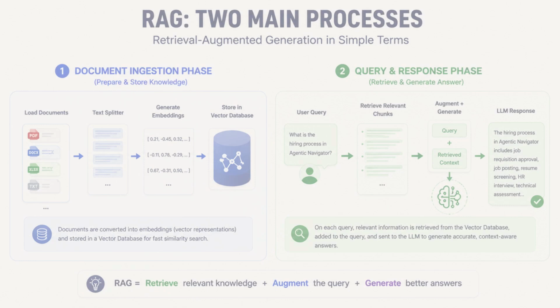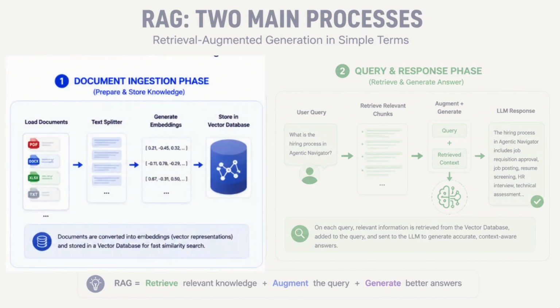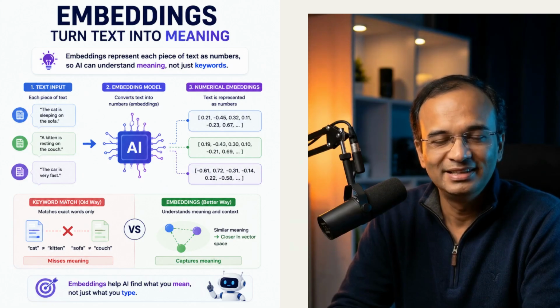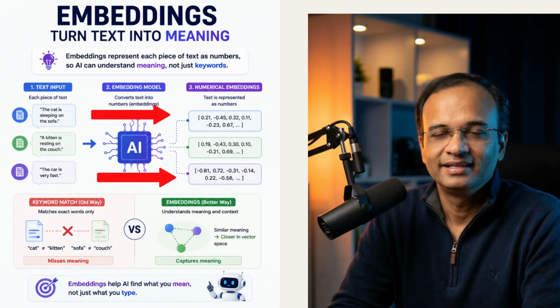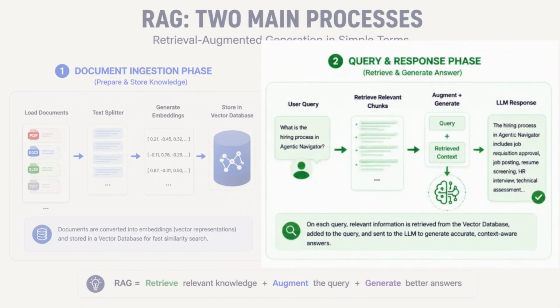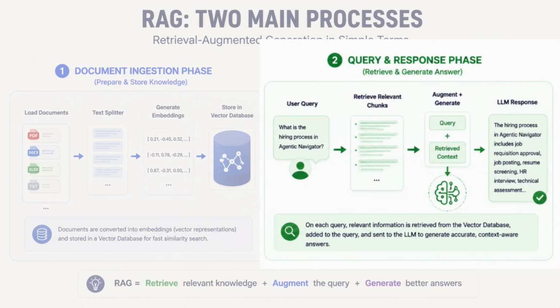There are two main processes in a RAG system. First is the document ingestion phase. In this phase, we load the document, split it into separate chunks, create embeddings, and store those embeddings in a vector database. Embeddings represent each piece of text as numbers, so AI can understand meaning, not just keywords. Second is the query and response phase. In this phase, the user gives a query, for example, "what is the hiring process?" Now the RAG system first retrieves the relevant chunk from the VectorDB, appends this chunk to the user query, and sends the query and chunk to the LLM. Now your LLM will provide the answer from this chunk instead of its training data.